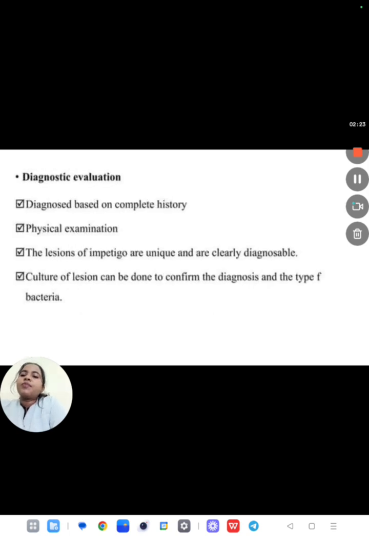For diagnosis purposes, we should take the complete history and do a physical examination. The lesions of impetigo are unique and are clearly diagnosed. A culture of the lesions can be done to confirm the diagnosis and the type of bacteria.